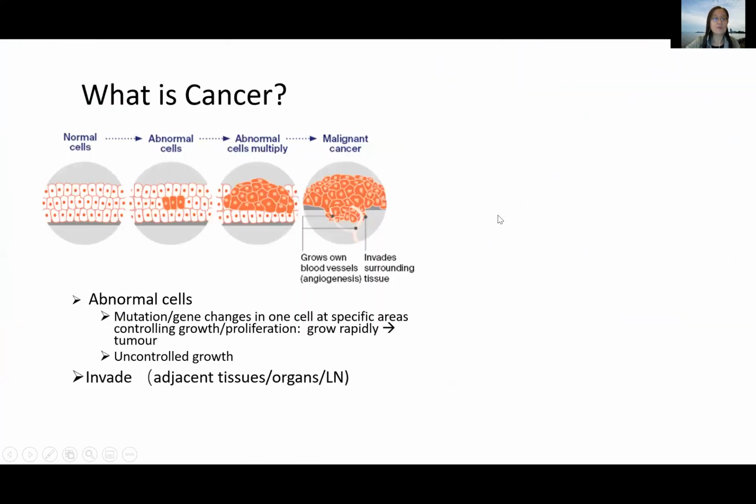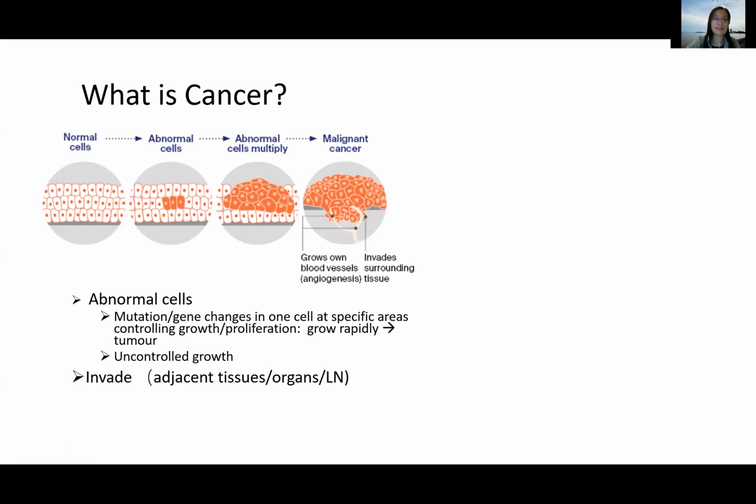So first and foremost, what is cancer? From the far left, you can see these are normal cells. They are very well aligned and very normal in shape. Some mutation or genetic changes can happen to the cell, and these cells become abnormal and start to proliferate. They have uncontrolled growth and it can grow very rapidly.